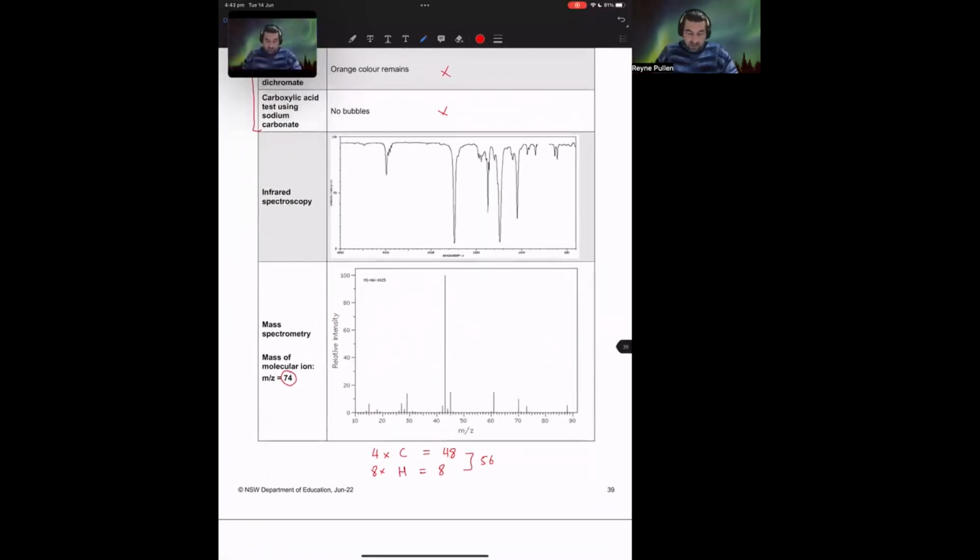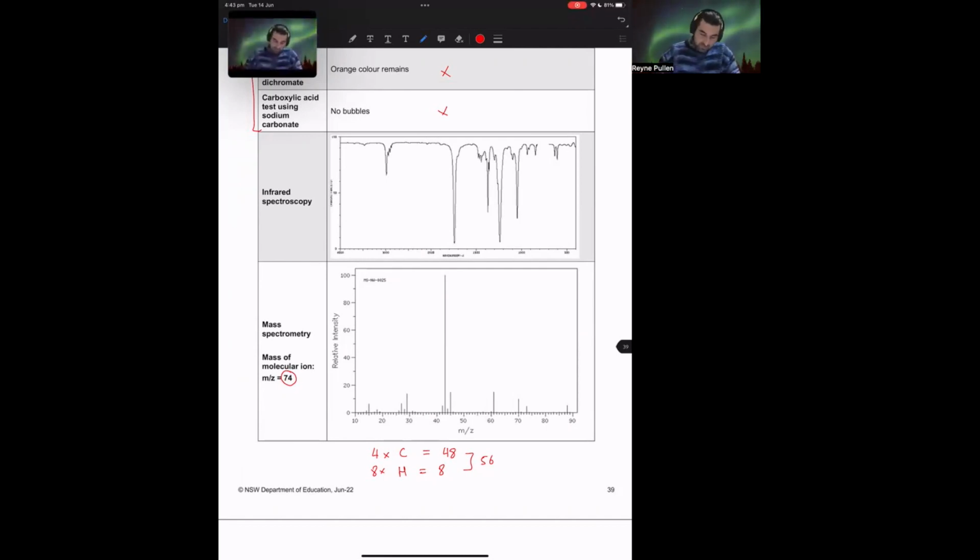IR. Now the IR is really quite important because it can tell us a bit about what species or what functional groups are present. It doesn't tell us too much about the structure, but it can tell us, is there an alcohol present? Is there a carbonyl present? So on and so forth.